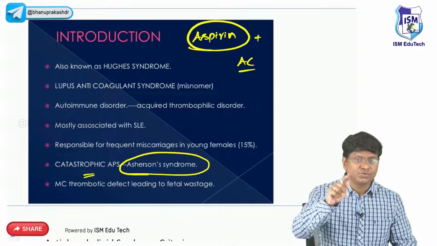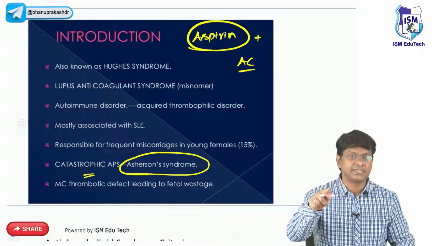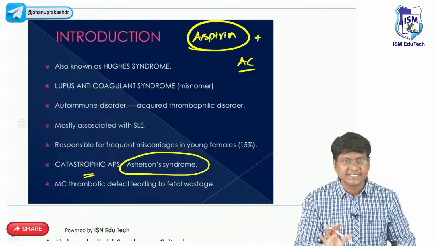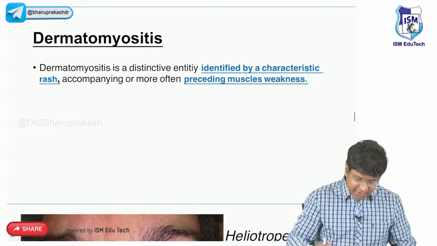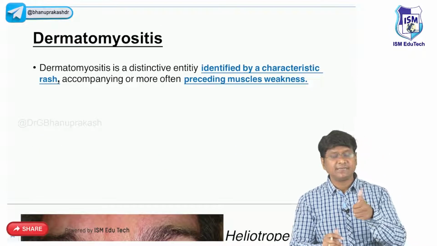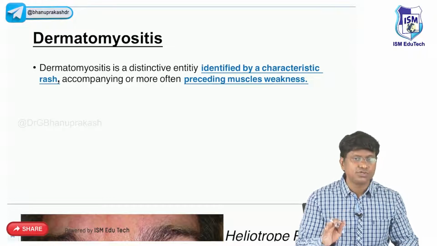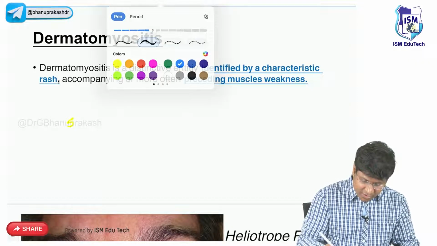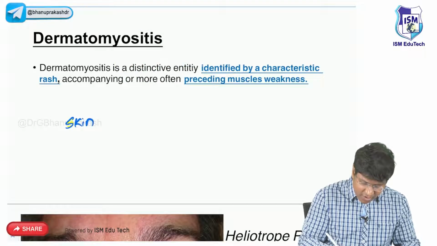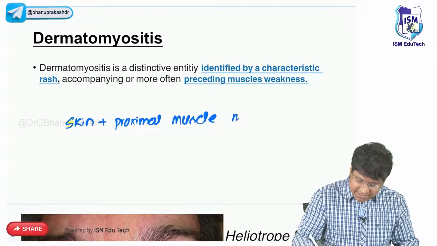And remember, in patients who have SLE, the chance of development of APLA syndrome is almost 50%. But in the normal general population, it is only 5%. Now, after having discussed SLE, the next important conditions are dermatomyositis as well as polymyositis. Dermatomyositis is also one of the connective tissue disorders where, along with skin, the word derma being skin, there is also proximal muscle weakness.